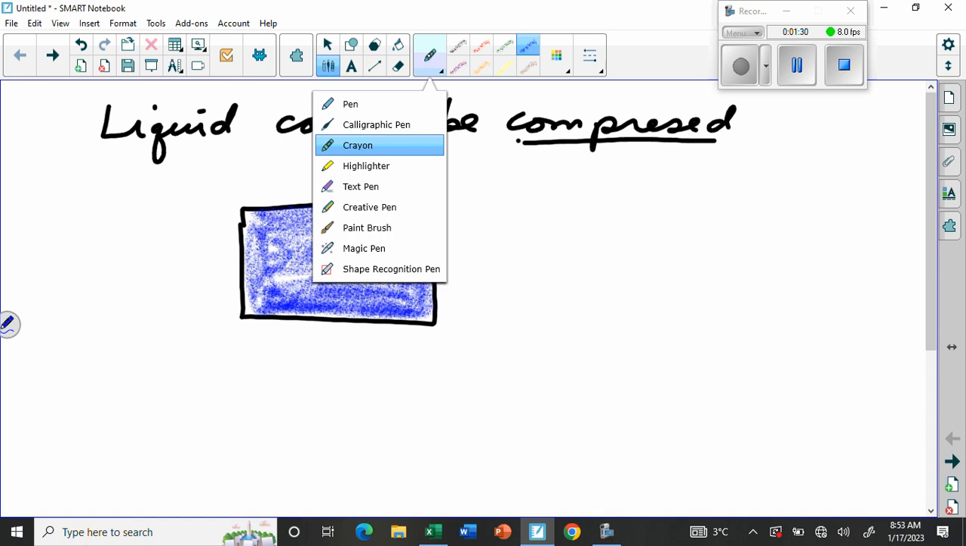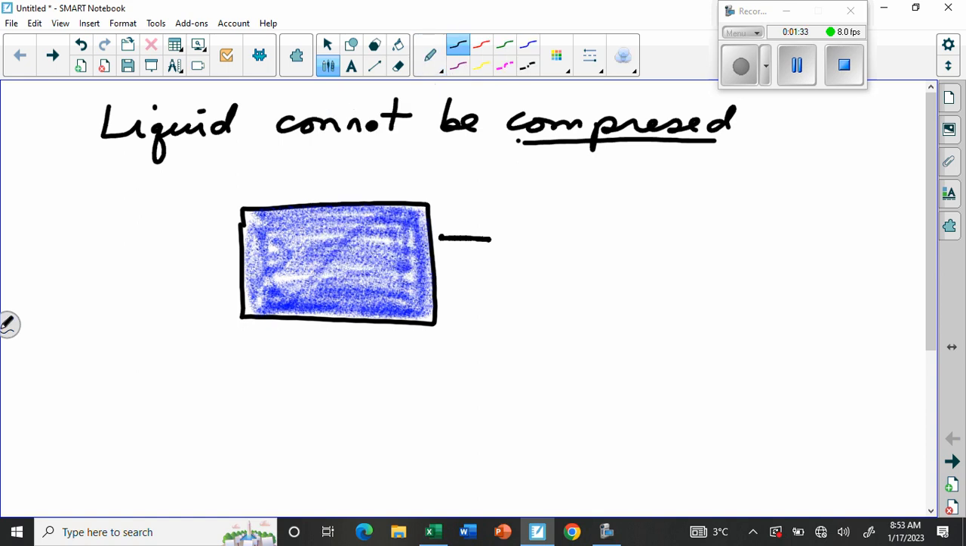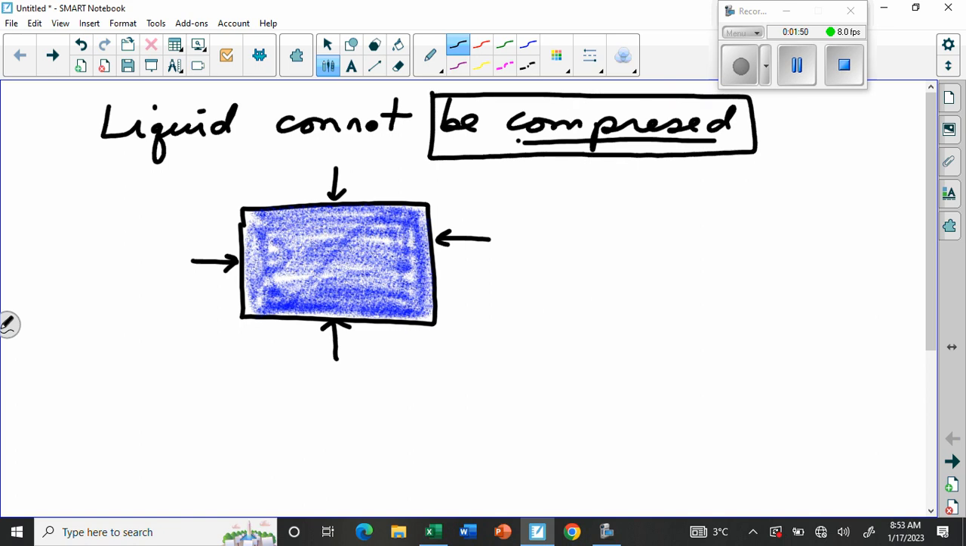Let's put that as little arrows here from the box. The box is pushing in. Maybe these walls are closing in or something. Now, of course, they won't go very far. You won't be able to squeeze these walls in very far because the liquid cannot be compressed. But if you push on the liquid with the walls, the liquid will push back, won't it? Newton's third law. Every action has an opposite and equal reaction.